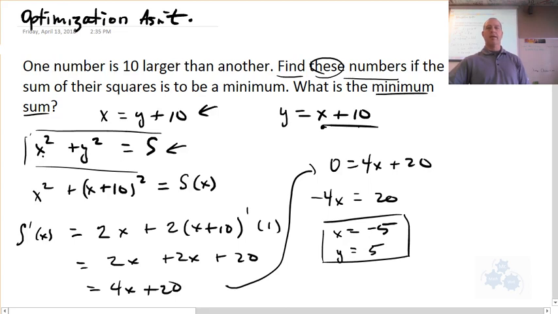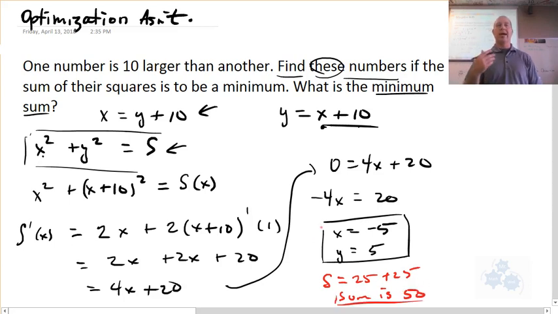Okay? Now, if you think about the nature of the question, this could be 25 plus 25. The sum is 50. Now, how do you know this is a minimum? This is the one other question you want to ask yourself. Well, if we have two numbers, and one number is 10 larger than the other, it would be unreasonable to think that there would be a maximum.